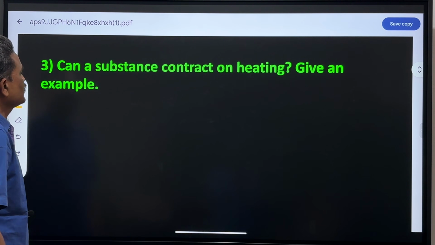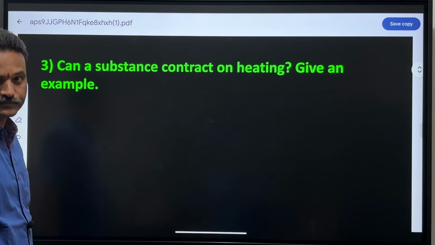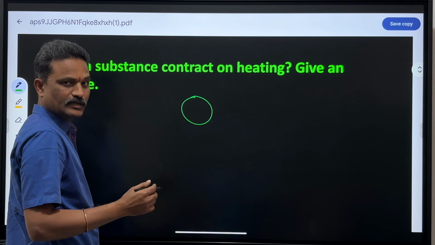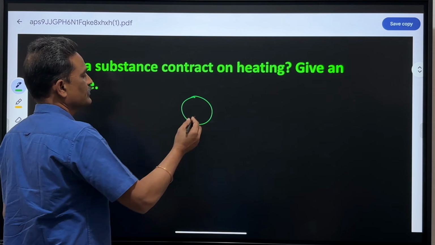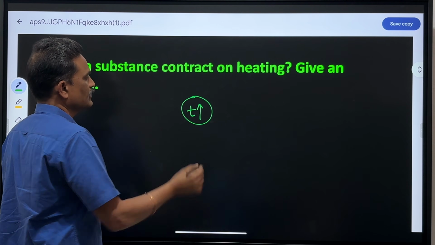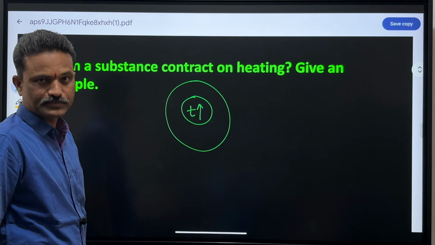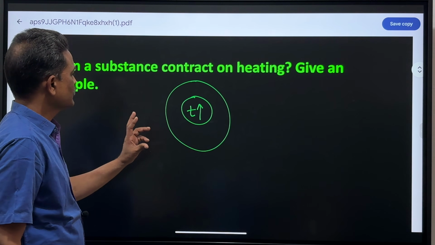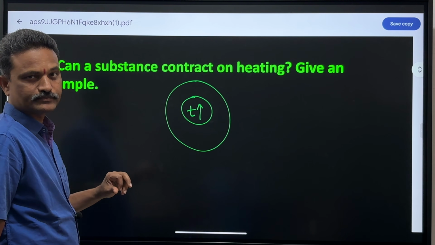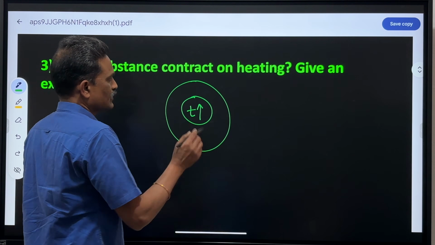Now third question, can a substance contract on heating? Give an example. In general, when a substance is heated, a solid or a gas or a liquid, when its temperature is raised, that means when it is heated, it undergoes expansion. That is in general what we observe in our daily life. But there are some substances, they contract on heating. They are contrary to our general phenomena. Now what are those substances?